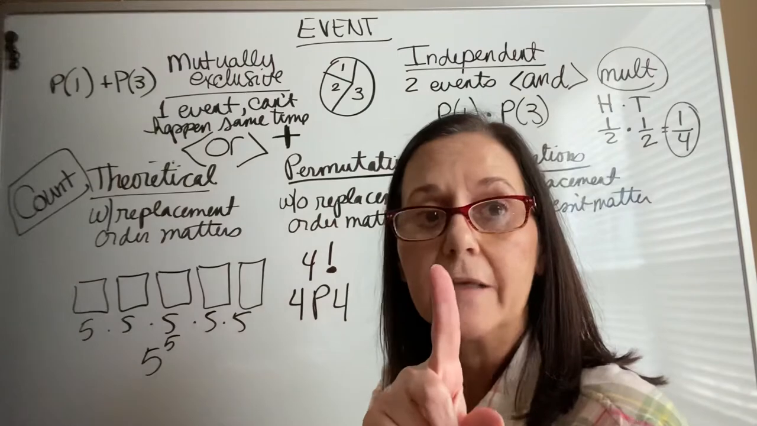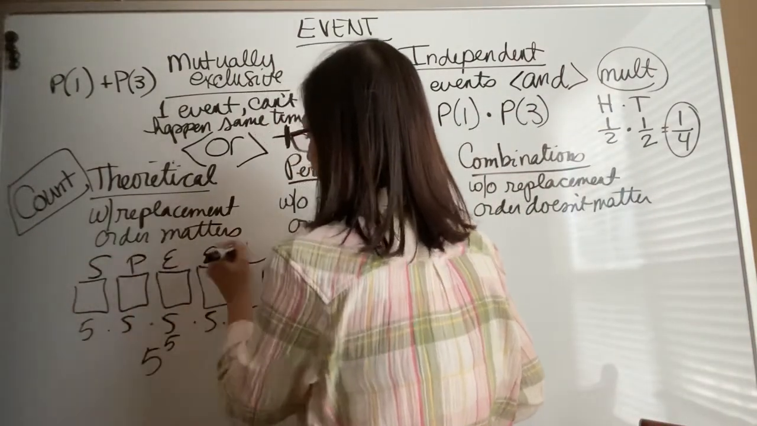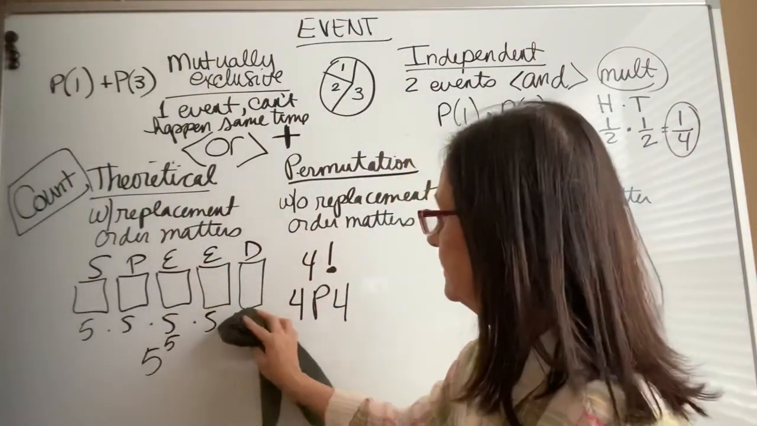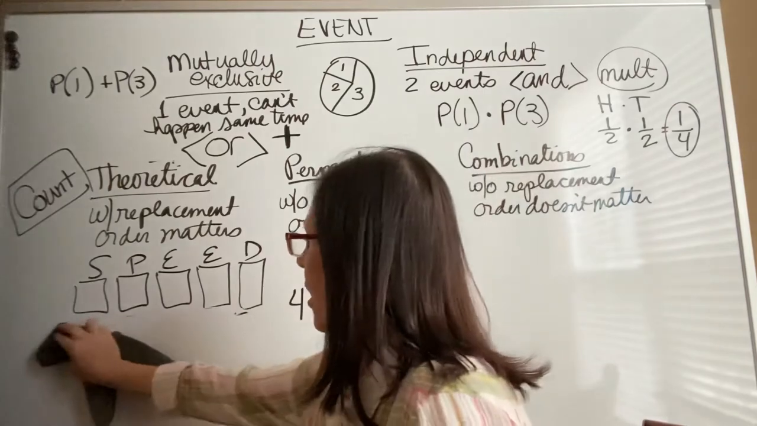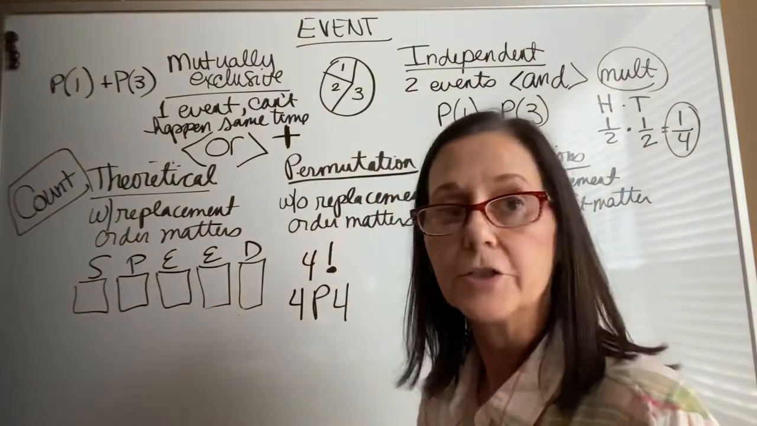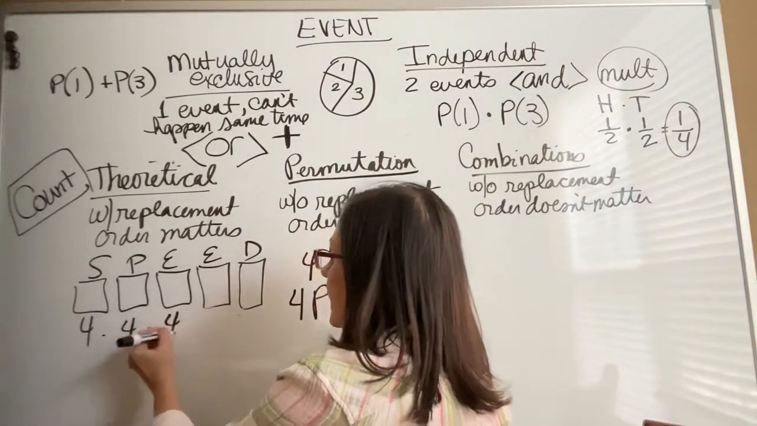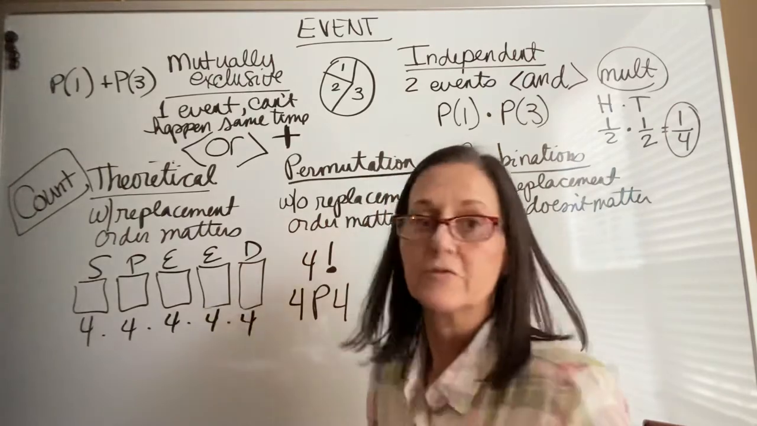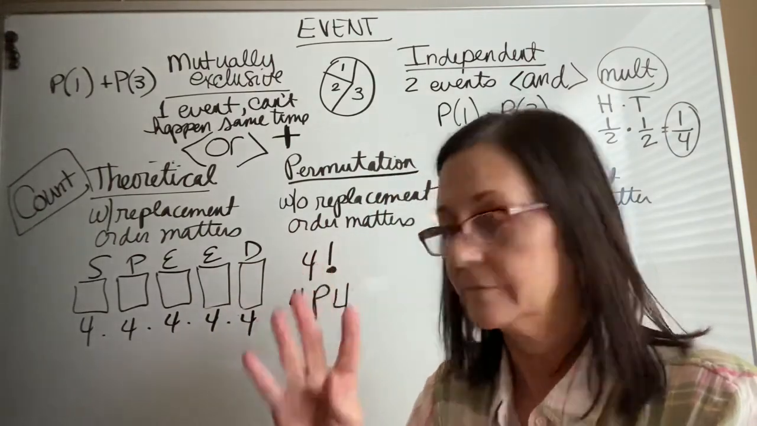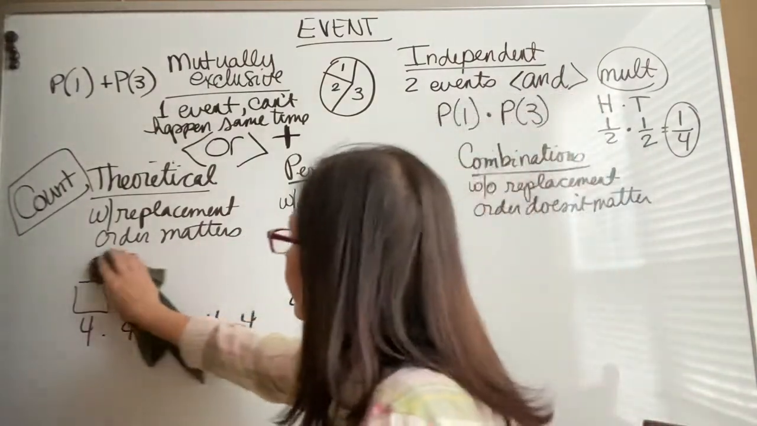What if I use the word speed? S-P-E-E-D, like speed limit, right? I have 2 E's. Only 4 unique letters. So when I choose, I'm only gonna have 4. It's 4 times 4 times 4 times 4 times 4. Still theoretical, but I only have four unique letters. Okay? All right. That's theoretical.